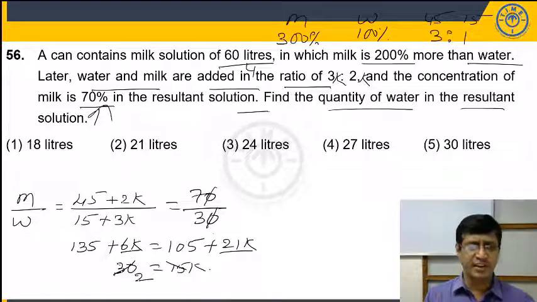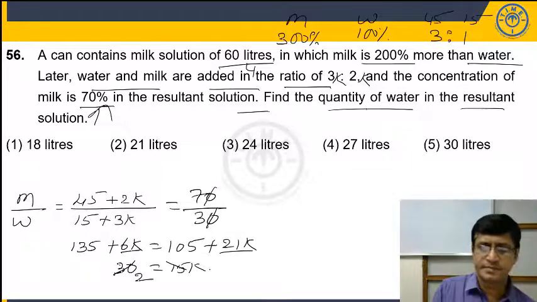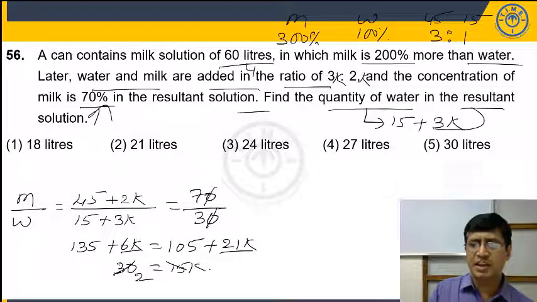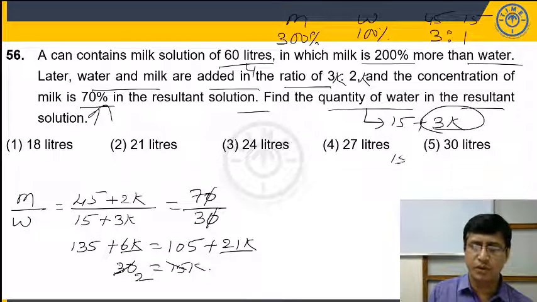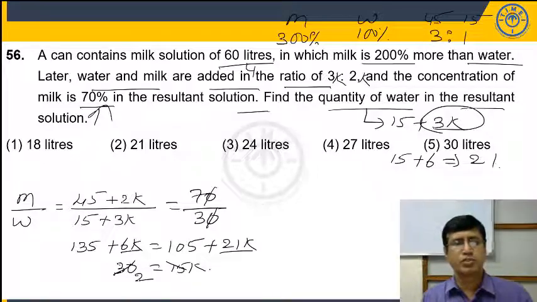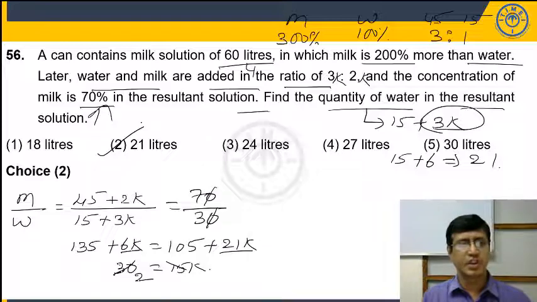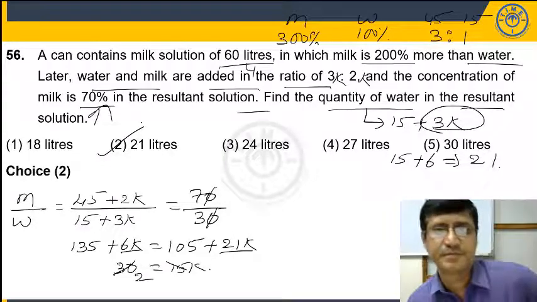So how much is the water in the resultant solution? Water in the resultant solution is 15 liters plus 3K. So 3K means K is equal to 2, so 3 into 2 is equal to 6. So 15 plus 6 is the answer. 15 plus 6 is equal to 21. 21, right choice, option 2. Second choice is the right choice.